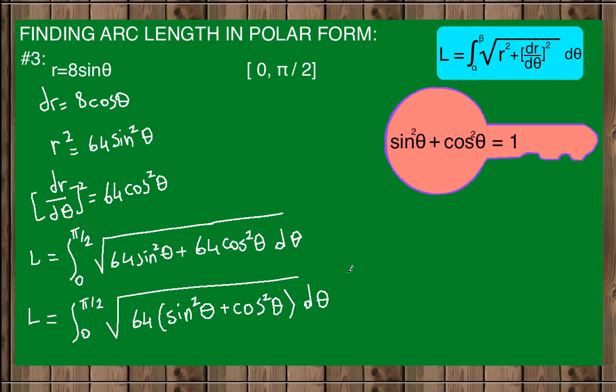The trig identity: sine squared theta plus cosine squared theta equals 1. This is the Pythagorean identity of trigonometry. And 64 times 1 is 64, and 64 goes out of the radical sign as 8. So our integral from 0 to pi over 2 of 8 d theta.